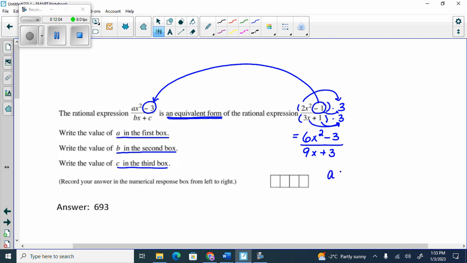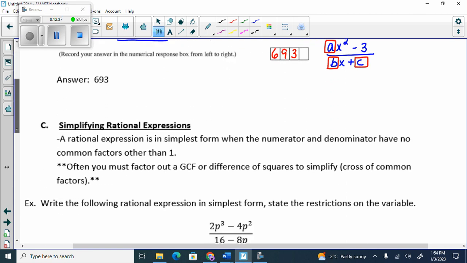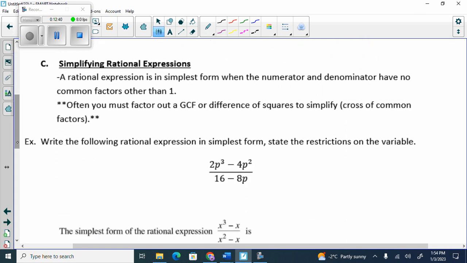Now I can put into the form that they want: ax squared minus 3 over bx plus c. The a is located in front of the x squared, so the 6 is located in front of the x squared, so that was my first box. The b is located in front of the x, so the b is a 9. The c is what's located after the plus sign, not including the plus sign. So it's a 3. So my answer should be 6, 9, 3. That was equivalent: same thing to the top and the bottom.